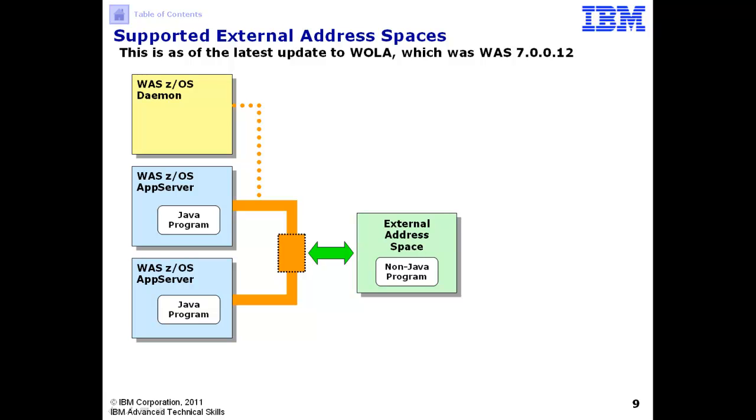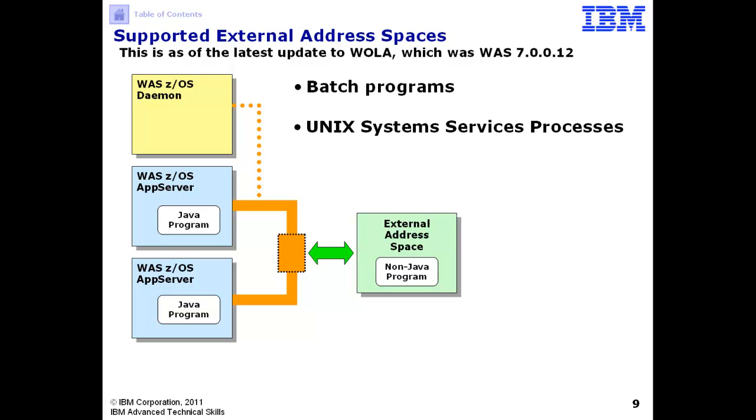The supported external address spaces are as shown on this chart. This is as of the 7.0.0.12 maintenance release. The first supported external address space is batch. Access to Java EJB assets from batch was one of the early customer requirements that launched the WOLA development process. Another external address space is Unix System Services processes. In many ways, this is the same as batch.